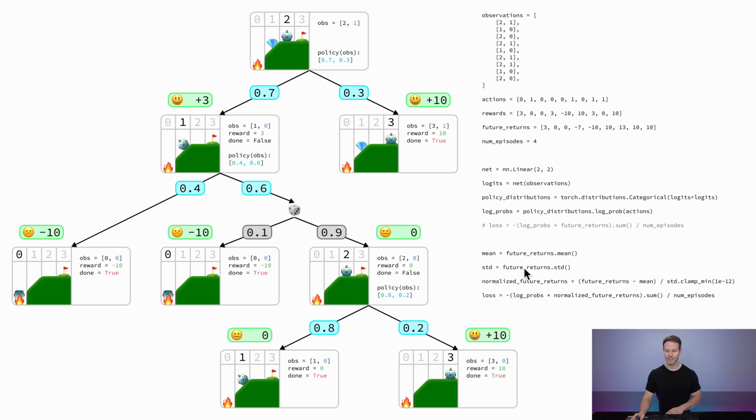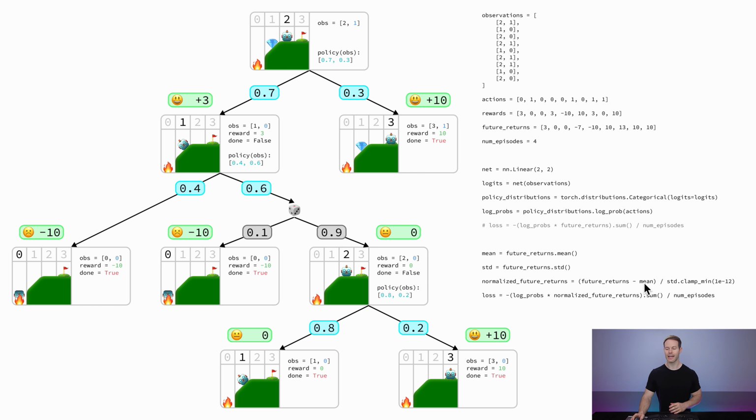So in that case, the standard deviation would be 0, and when we take the future returns and subtract the mean, this value will be 0, and we would have 0 divided by 0 if we didn't add this clamp. So to protect against that, we just clamp using this minimum value so that it would be 0 divided by a small value, and we'll get 0 over here. Then instead of using this loss, we're just going to replace our future returns by these normalized future returns down here, and we'll use this loss instead.